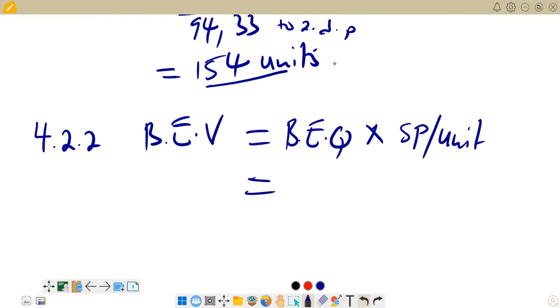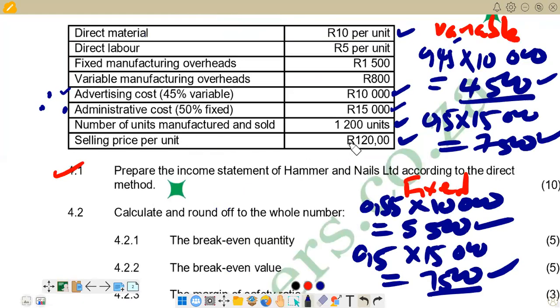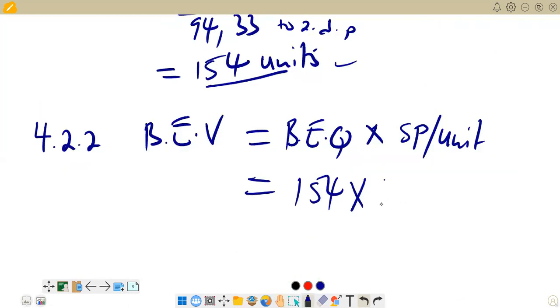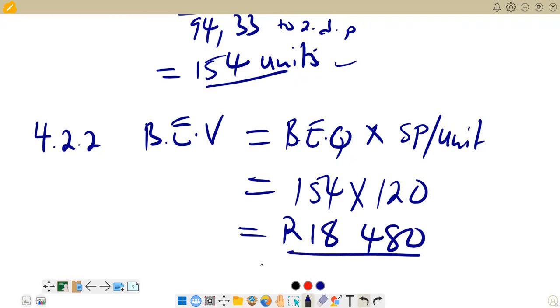Then the break-even quantity is the one that we calculated here. We got 154. Then the selling price per unit, we can always go back to check in the question. It's 120 rands that we have there. So we are multiplying here by 120. And then when we multiply the two, the answer that we are going to get there is 18,480. So that's what we have in terms of the break-even value.